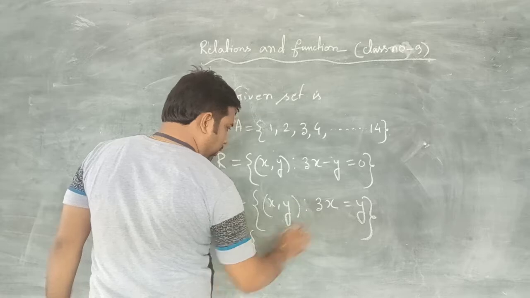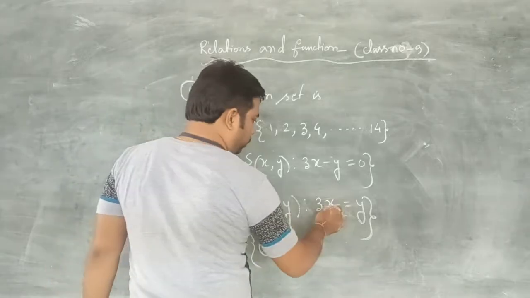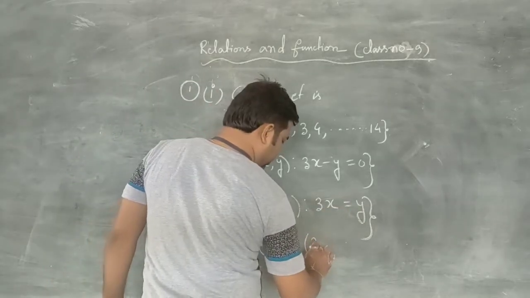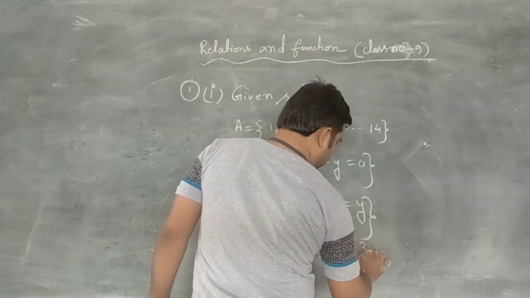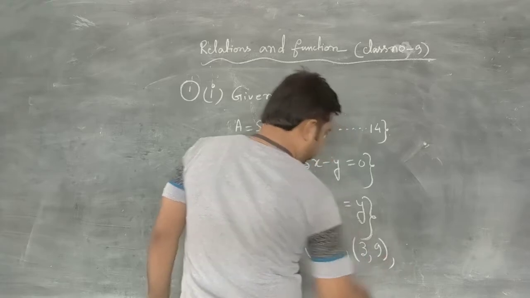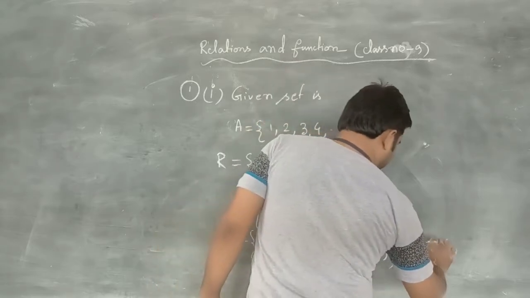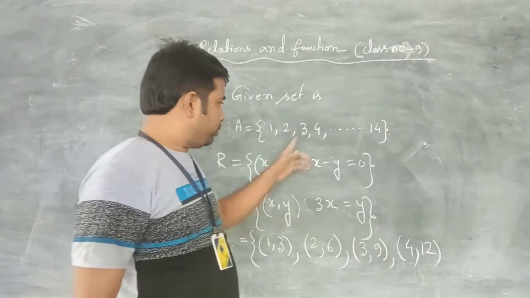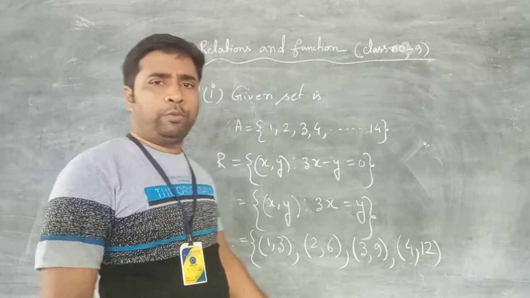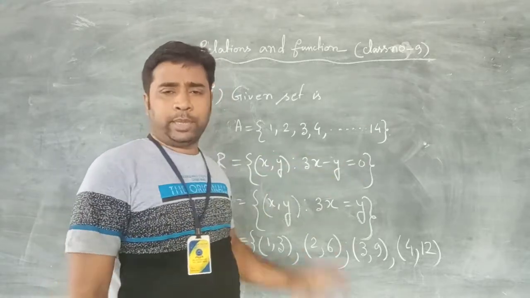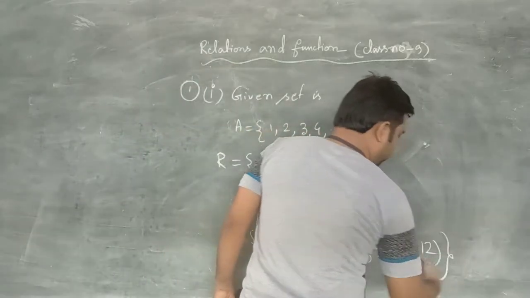So let us put in the value of x. 3 into 1 is 3, that means when x is 1, y is 3. If we put x equal to 2, y is 6. If we put x equal to 3, y equal to 9. If we put x equal to 4, y equal to 12. Now if we put x equal to 5, because 5 is lying here also, what will be the value of y? The value of y will be 15 and it does not lie in this set, so we cannot take that value. So how many values are there in R? There are 4 values.